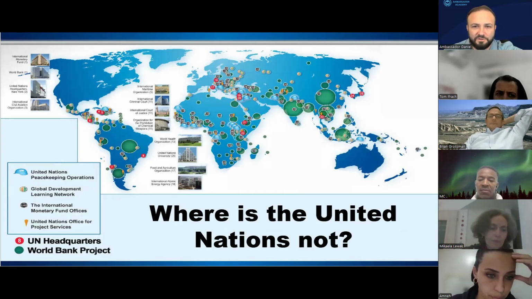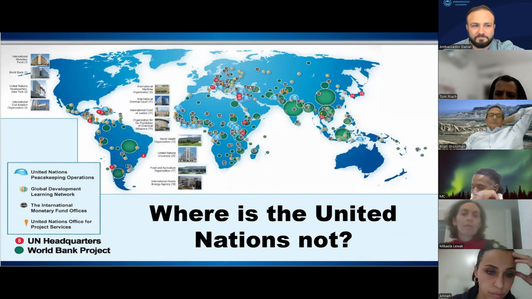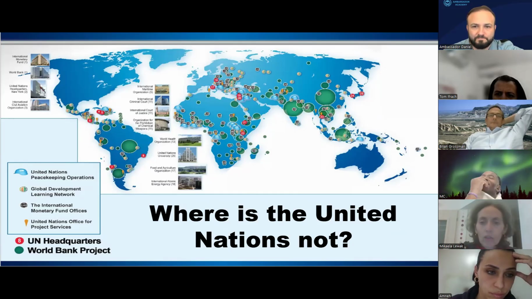You're all on mute, so unmute yourself when you answer. Where is there no United Nations? Greenland, Canada, US, good. Where else is it not? Australia. Yep, it's not in Australia. Good. Where else? Not in New Zealand. What other areas? Antarctica, probably not.